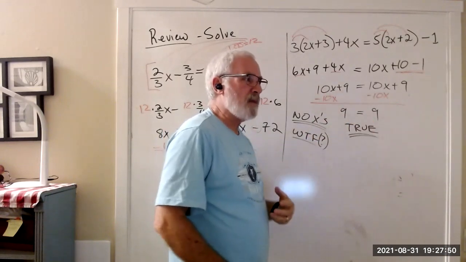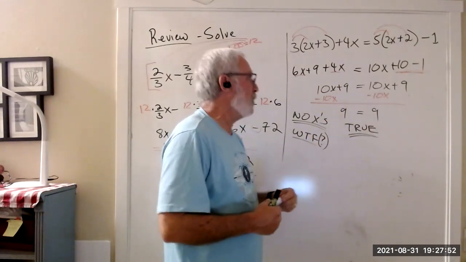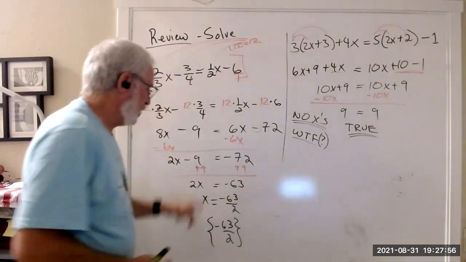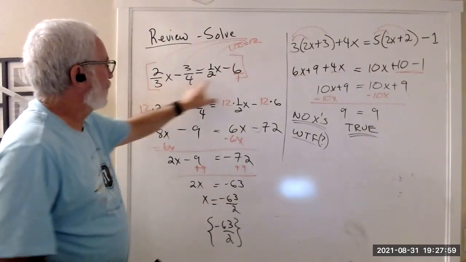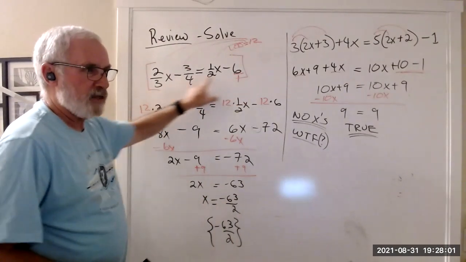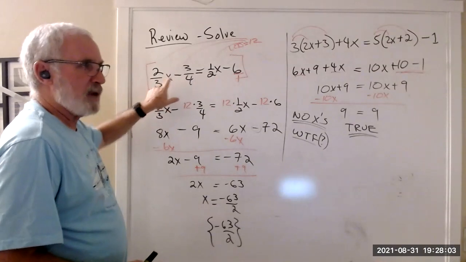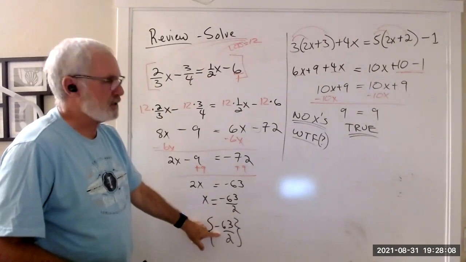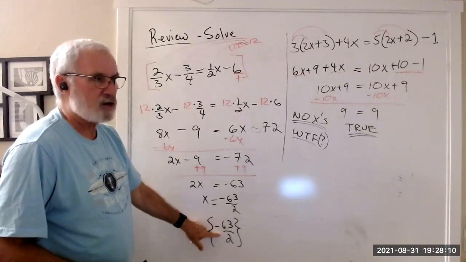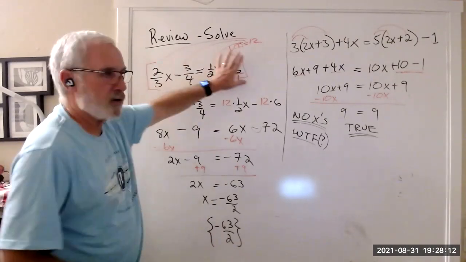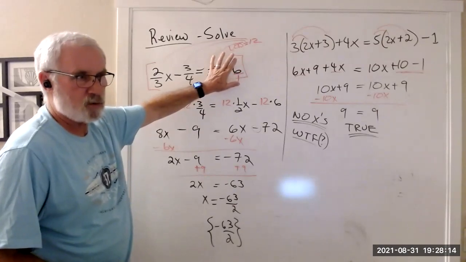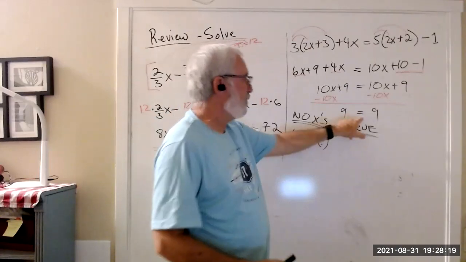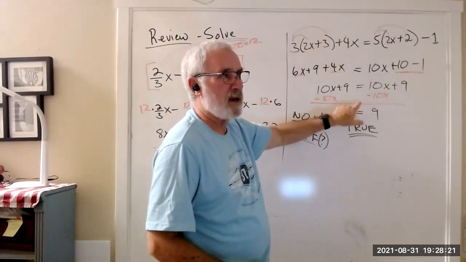So what this problem means is every number in creation makes it true. Come back here to look at this. The only number that you could plug in for x in this problem that would make the left side equal the right side is that number. That's the only number in all of creation that you could plug in up here that would make the problem true. This is saying every number we plug in makes the problem true.